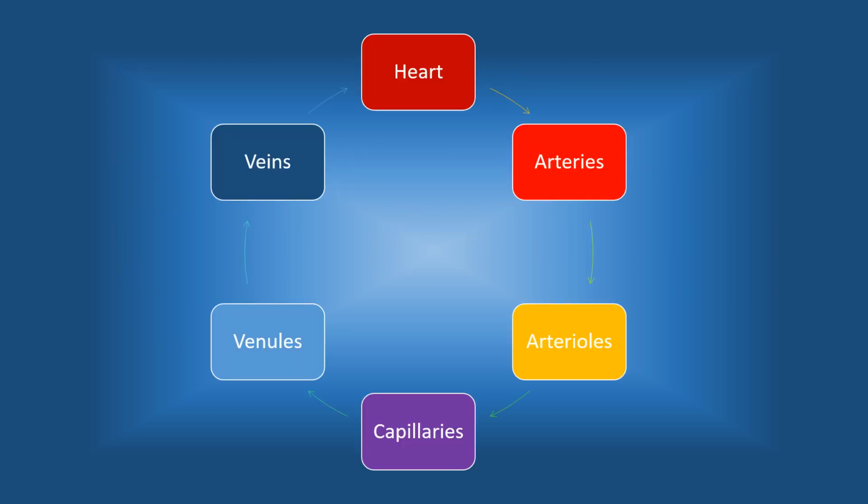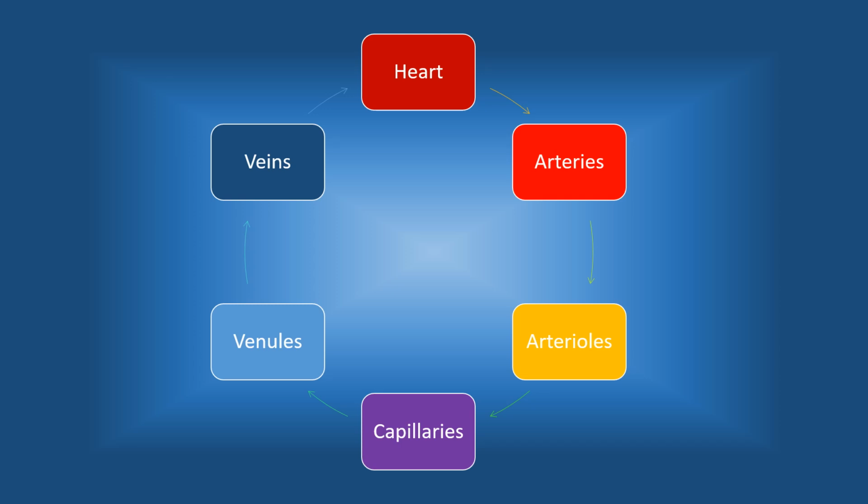Let's talk about the path or the journey of a blood cell. All right, so we're going to start in the left ventricle of the heart. Blood is going to be pumped out of the left ventricle through the aortic valve and into the ascending aorta. From here, it's going to go to all the other arteries in the body. The aorta is sort of like your superhighway.